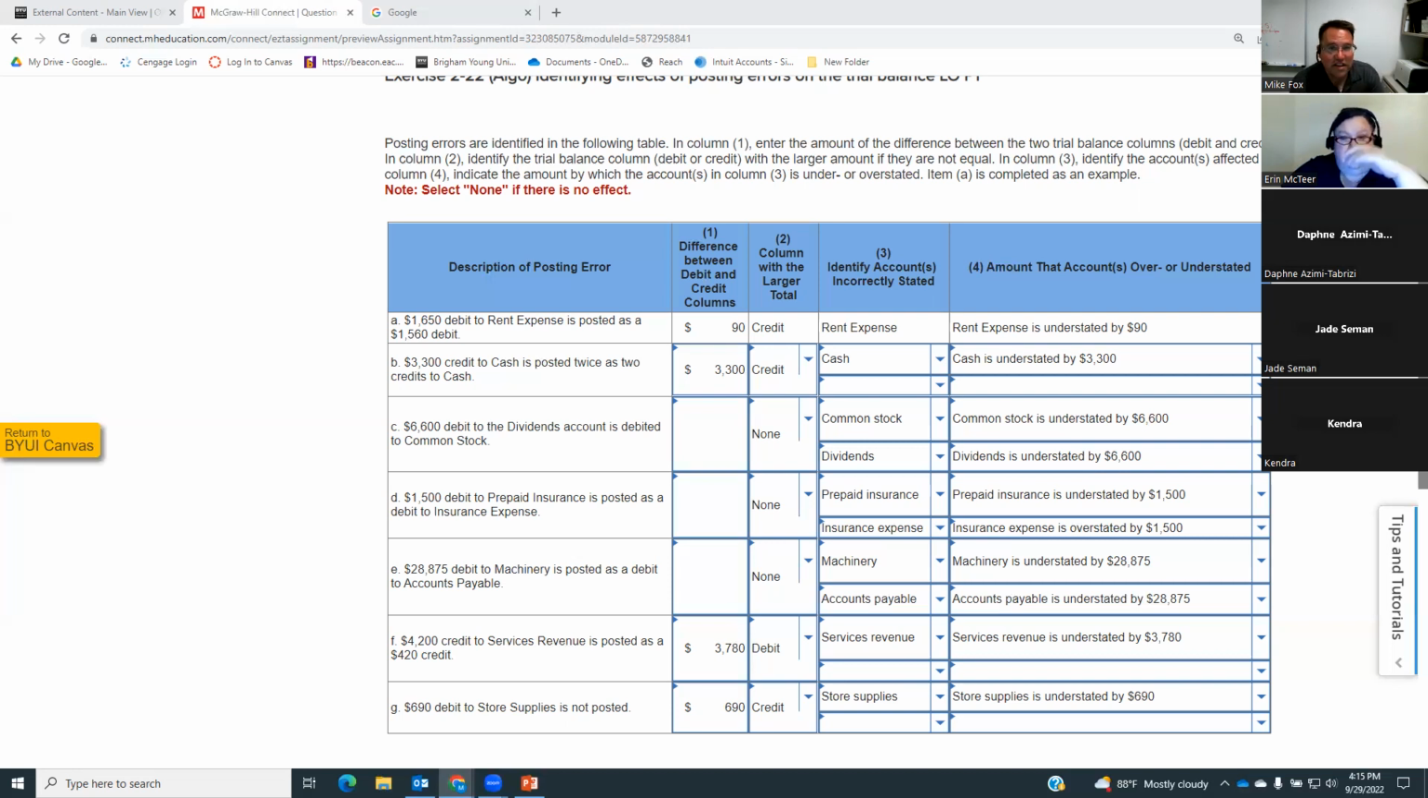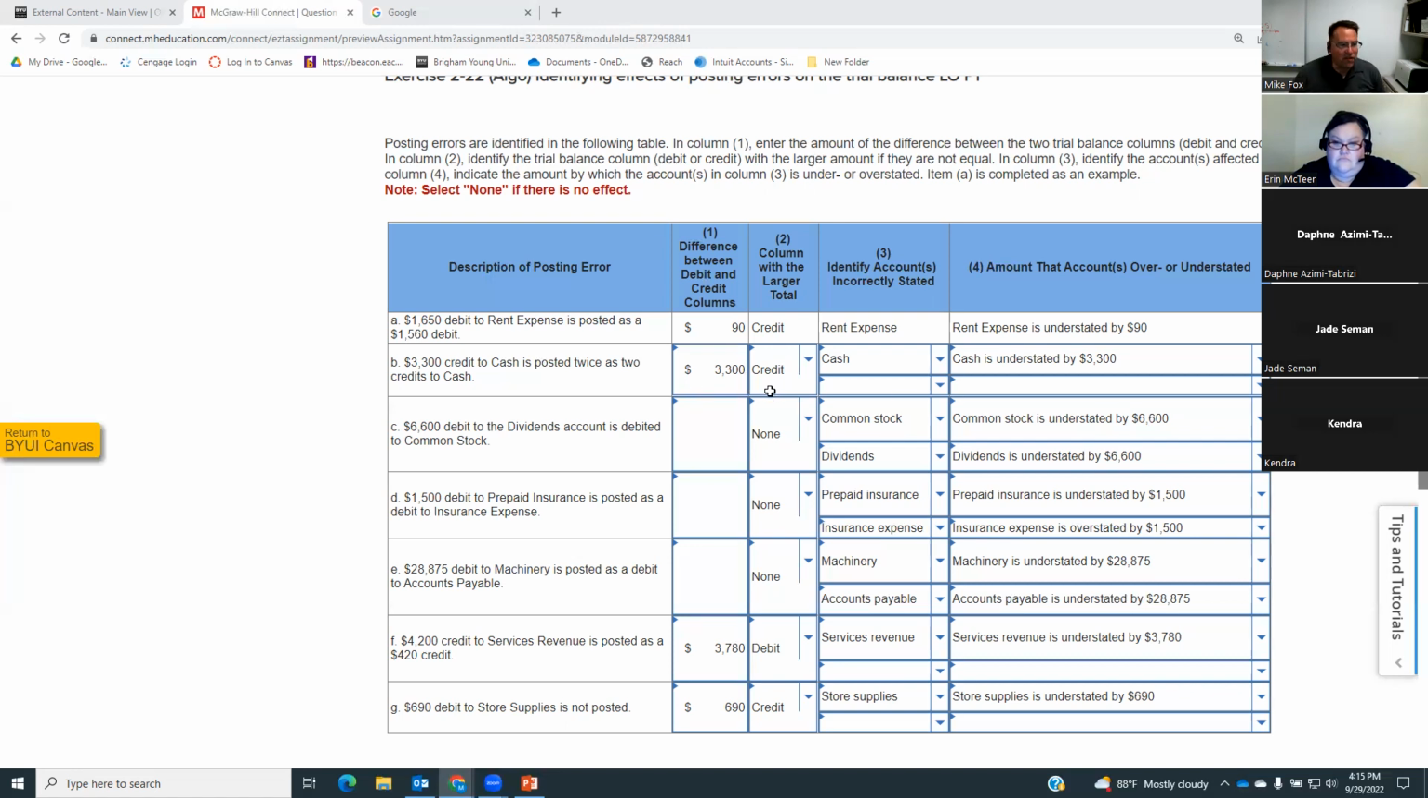Sorry. Well, when it's talking about identify the accounts incorrectly stated, they only want me to say that it was cash, when there's always a second account that's affected by this. Yeah, but we have no idea what that account is. So we just can't speak to that.